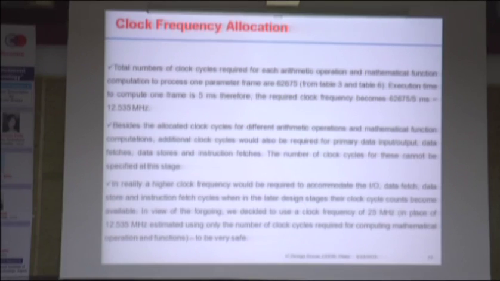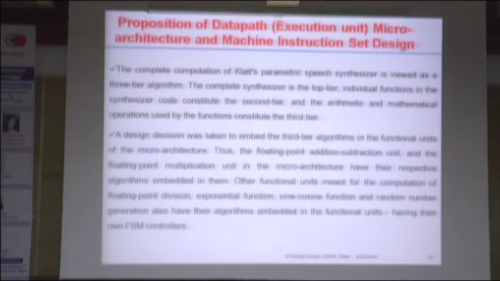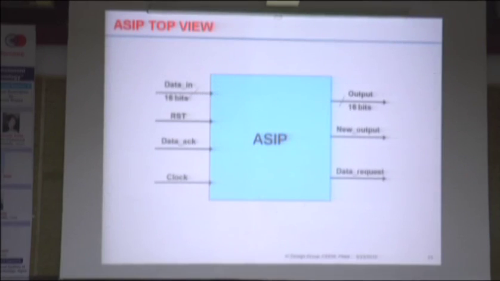So now we also require some more cycles for other operations like input, output, data fetch, data store, instruction fetch cycles. So we have not counted all those cycles here at this stage. So we have decided that we will keep a clock frequency of 25 megahertz for this processor. Now the next step is the proposition of the data path or the microarchitecture for this ASIC. This is the top level block diagram of this designed ASIC.